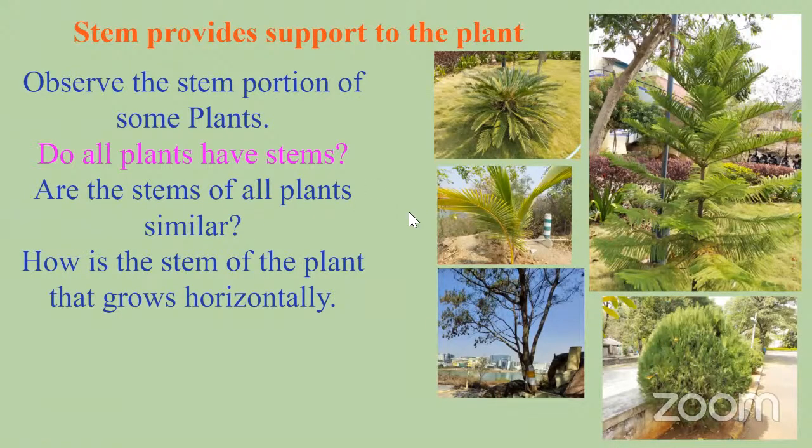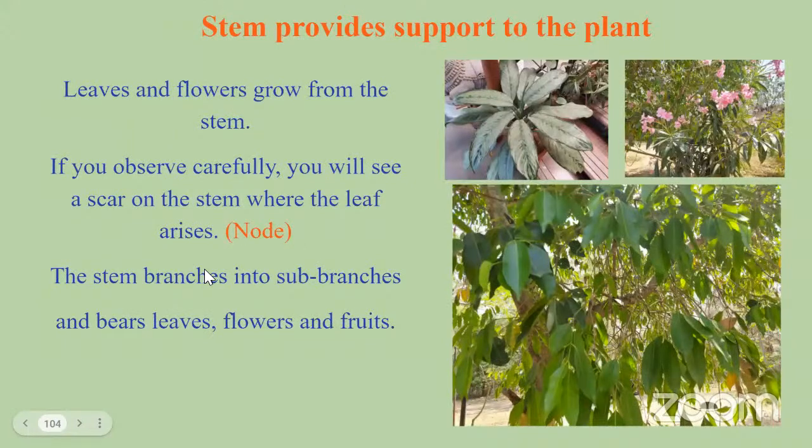Okay. Do all plants have stems? Yeah, most of the plants have stems. Are the stems of all plants similar? For this, we say no. How is the stem of the plant that grows horizontally? Some stems grow vertical, and some stems grow horizontal. Some creepers are there, so many types of stems are there. Yeah, in grasses. Yeah, very good.